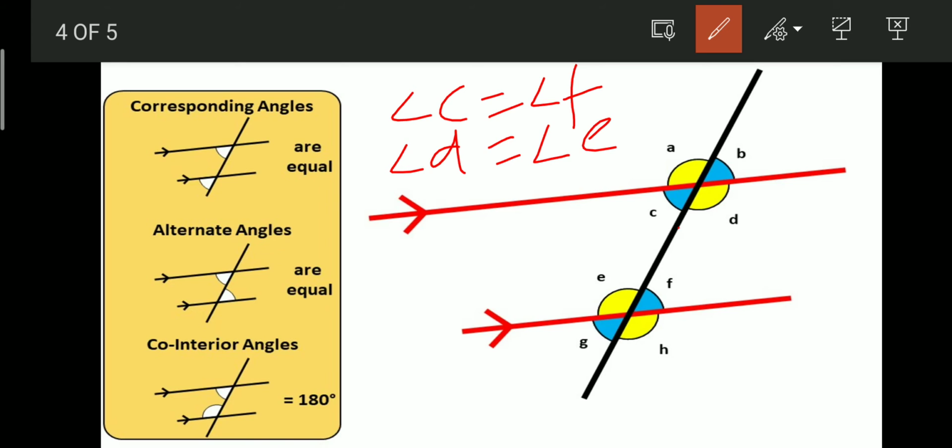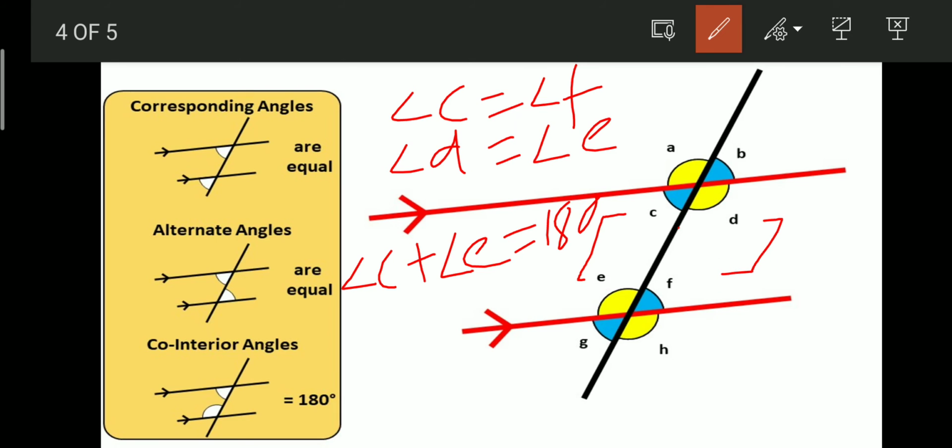And if we talk about co-interior angles, they are supplementary. Co-interior angles are supplementary to each other, so that means the sum of angle C and angle E will be 180 degrees. Angle C and angle E sum to 180 degrees. Okay, and in the same manner, angle D and angle F sum to 180 degrees.